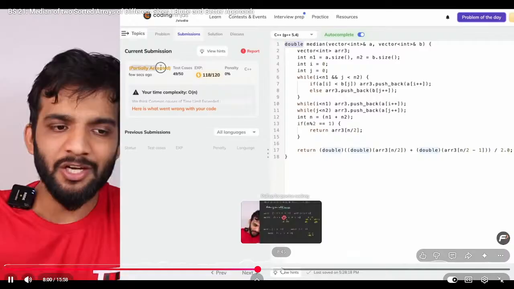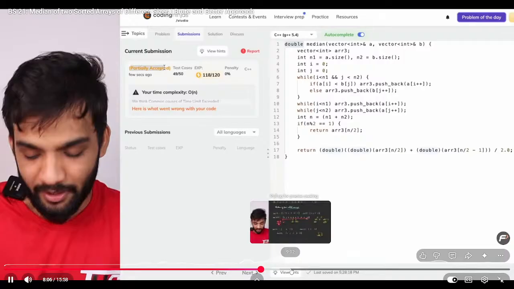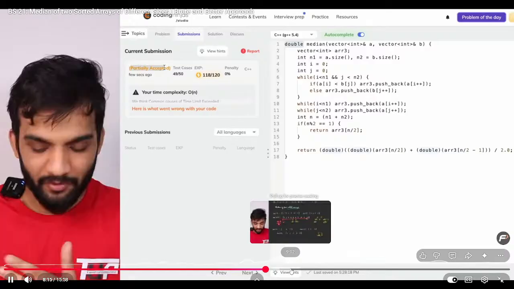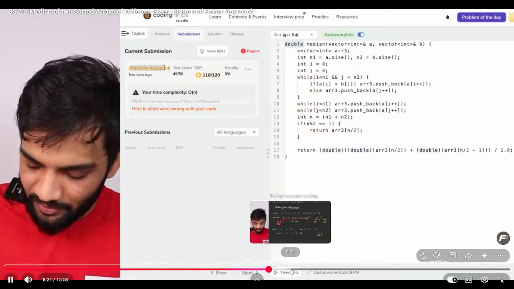Why? Because it's taking a lot of time. The total time taken over here will be, you're going through every element in both the arrays and you're putting them into a third array. So since you're going through every element, that's O of n1 plus n2 because that is the total number of elements. You're using a third array to store all the elements. So that's O of n1 plus n2 space. Now this is giving you a time limit exceeded.